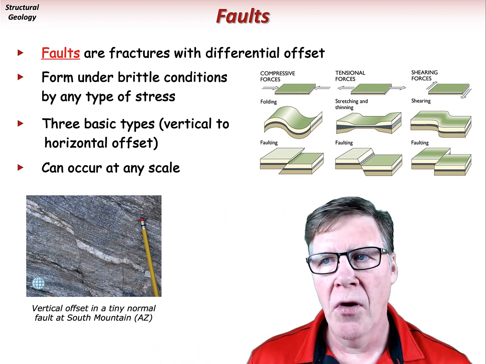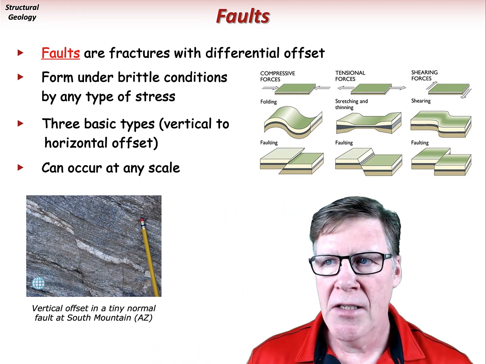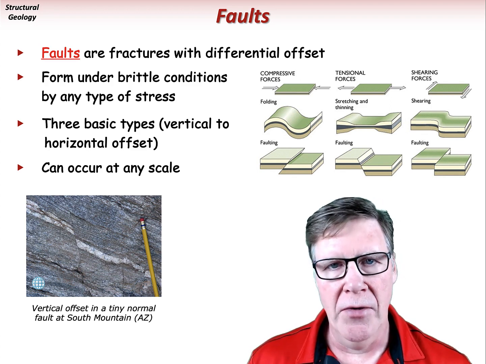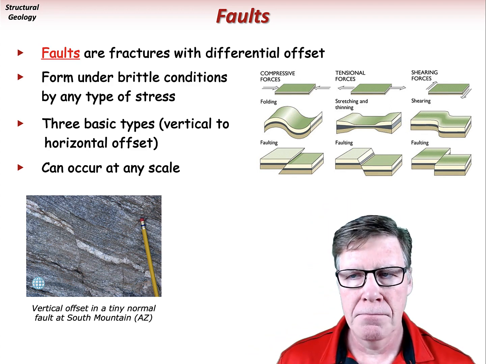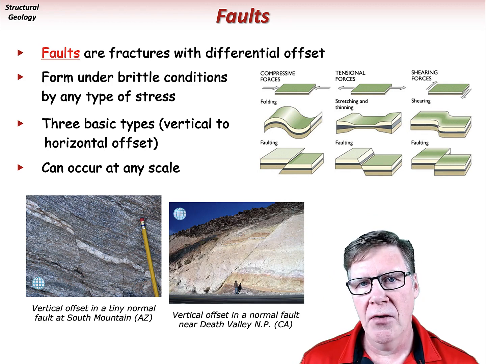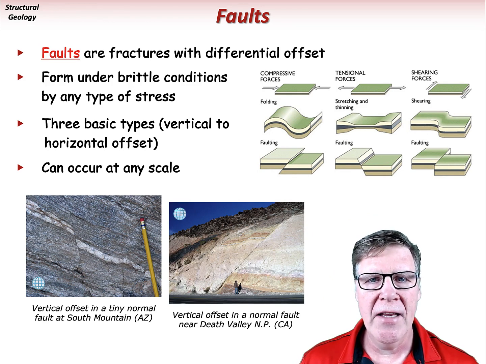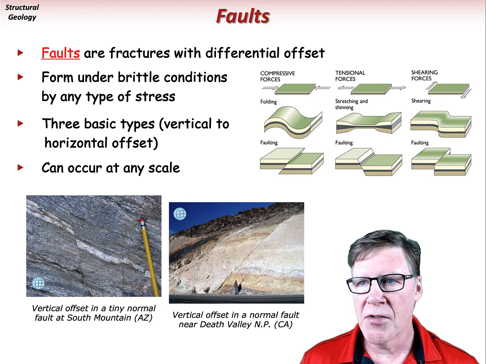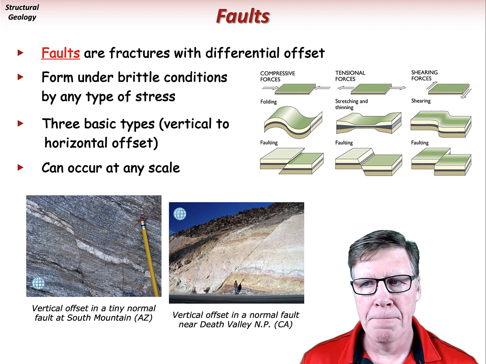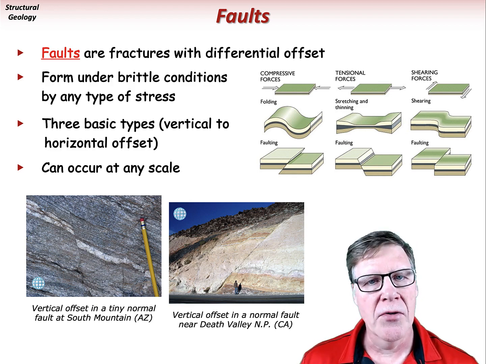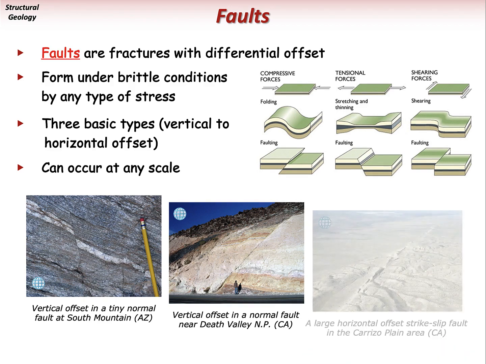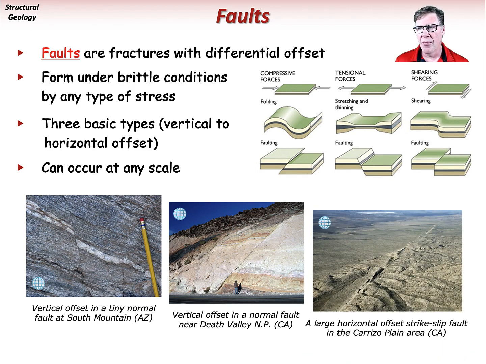Here, a small fault with millimeters of offset is present in the Estrella Gneiss at South Mountain in Phoenix, Arizona. This fault is located along California Highway 178 at Resting Springs Pass just east of Death Valley National Park. This fault has a few meters of offset. And finally, the mighty San Andreas Transform Fault, here seen in the Carrizo Plain area, has over 500 kilometers of offset and is also the boundary between two different tectonic plates.